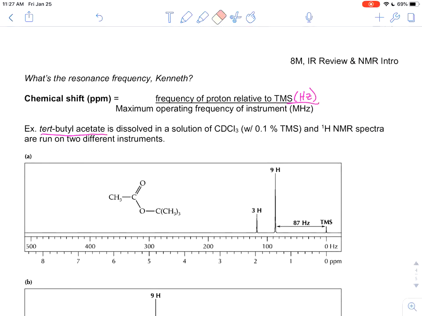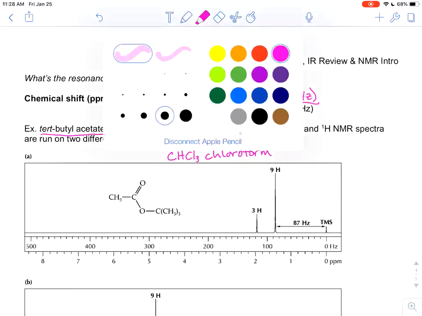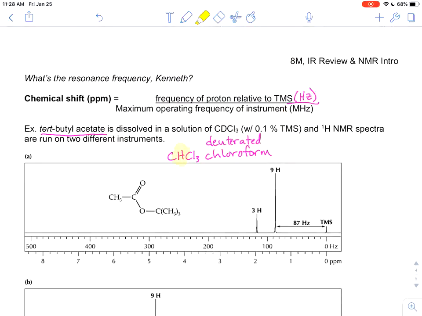It's dissolved in a solution of CDCl3. This is deuterated chloroform. It's deuterated, meaning that chloroform is usually CHCl3. If you were to just put CHCl3 in there, all you would see is this proton. It would just overwhelm your spectrum. But that proton can be easily exchanged with deuterium. There is a very, very small amount of CHCl3 left over.